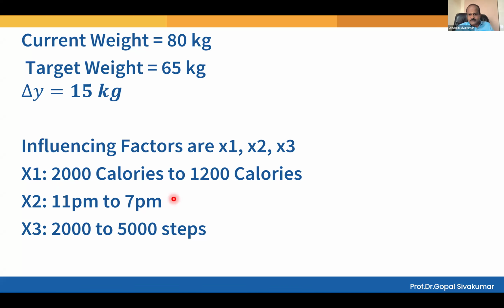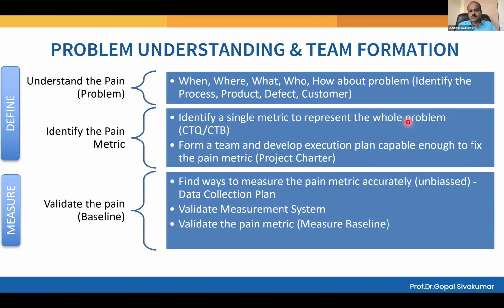And can you notice the changes you have made? What is the action taken here with respect to X2? Somebody tell me. 11 p.m. to 7 p.m. What is the action you have taken? Eating time change. Yeah, you shifted the dinner time from 11 p.m. to 7 p.m. The direction of shift you understood, isn't it? The earlier, the better, isn't it? So this is how we need to solve the problems with respect to our quality issues also.